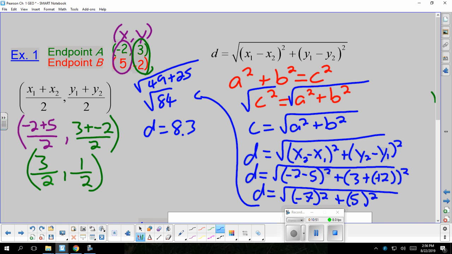We're going to be taking a lot of square roots in this class using our Pythagorean theorem. We use a calculator on everything in this class. Right? This is not an arithmetic course.